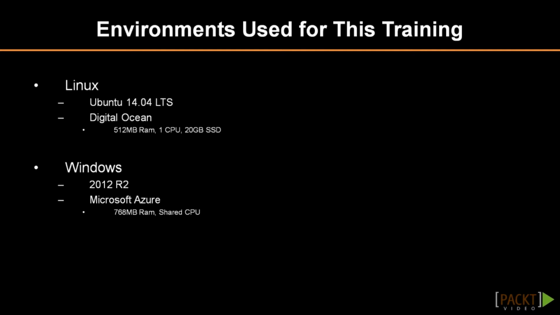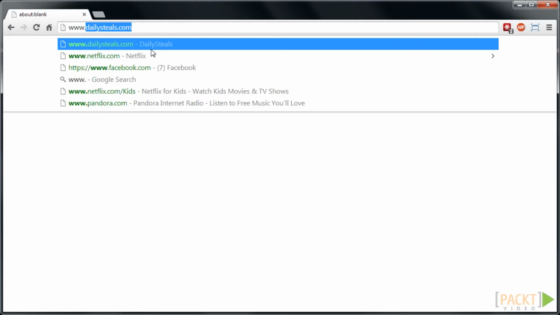For this course, I'm using cloud servers. For Linux, I'm using a DigitalOcean Ubuntu server running version 14.04 LTS. It has 512 megabytes of RAM and one CPU. For Windows, I'm using an Azure Cloud Server running Windows Server 2012 R2. It has 768 megabytes of RAM and a single shared CPU. In this video, we'll focus on downloading and installing MongoDB on Linux.